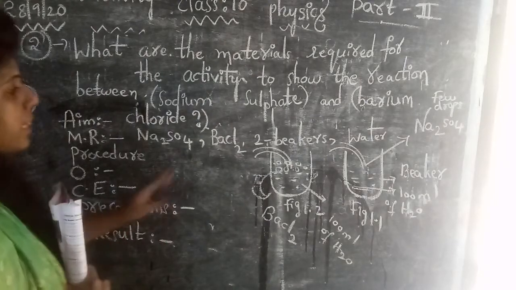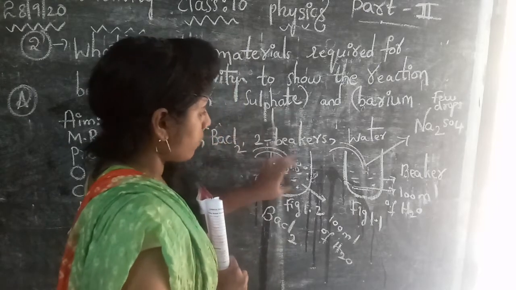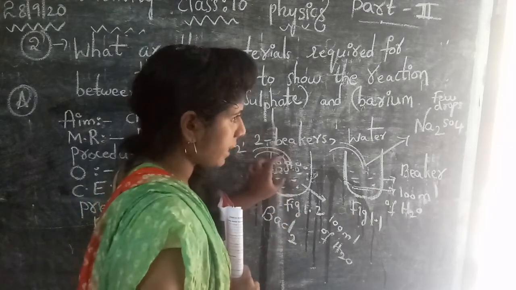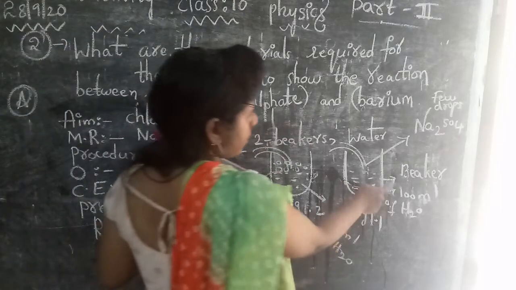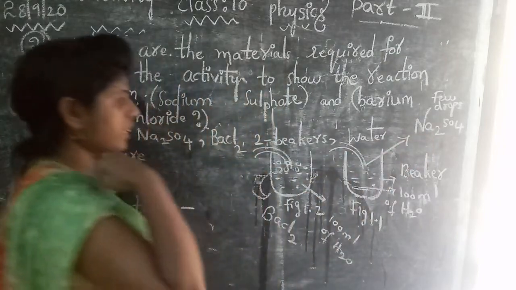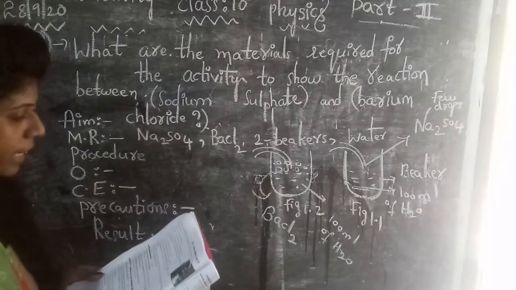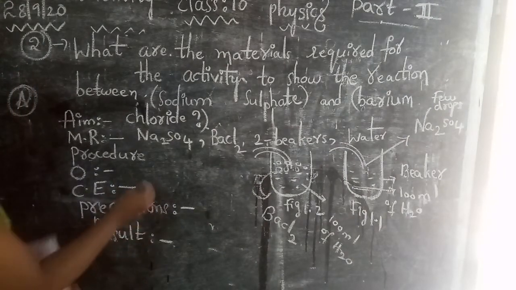Observe the colors of the solution in both the beakers. What do we have to observe? When water is reacted with barium chloride, what color are we getting? Similarly, when sodium sulfate is reacted with water, what color are we getting? You must observe it. Observation: both are transparent solutions, soluble in water.